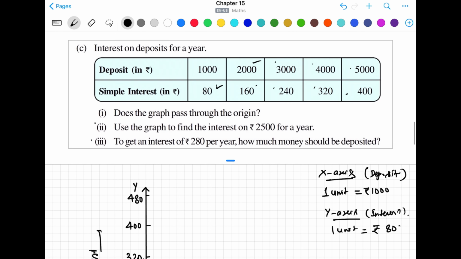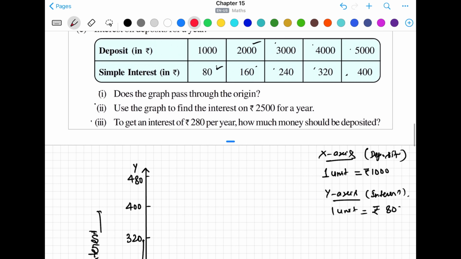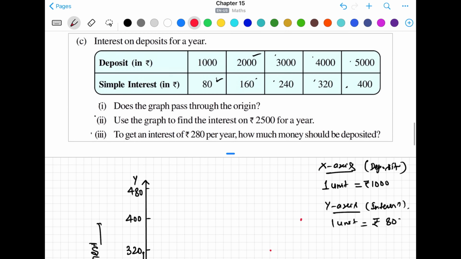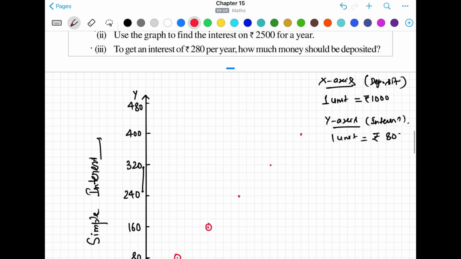Now let's mark the points. First one is, for the deposit of 1000, interest is 80 rupees. For 2000, interest is 160 rupees. For 3000, interest is 240 rupees. For 4000, interest is 320, and for 5000, interest is 400 rupees. So these are our points.